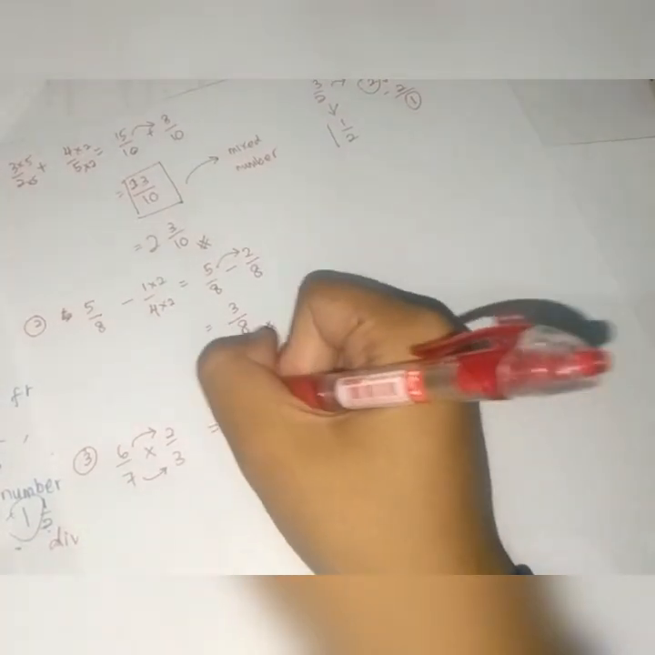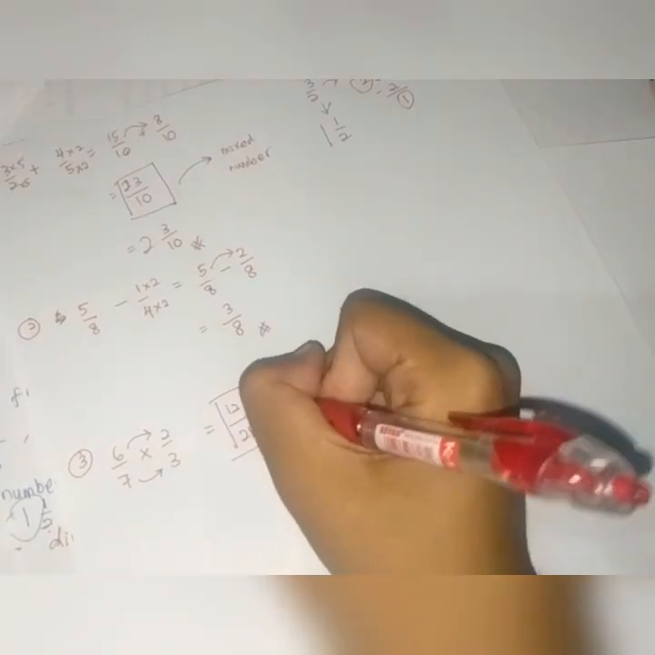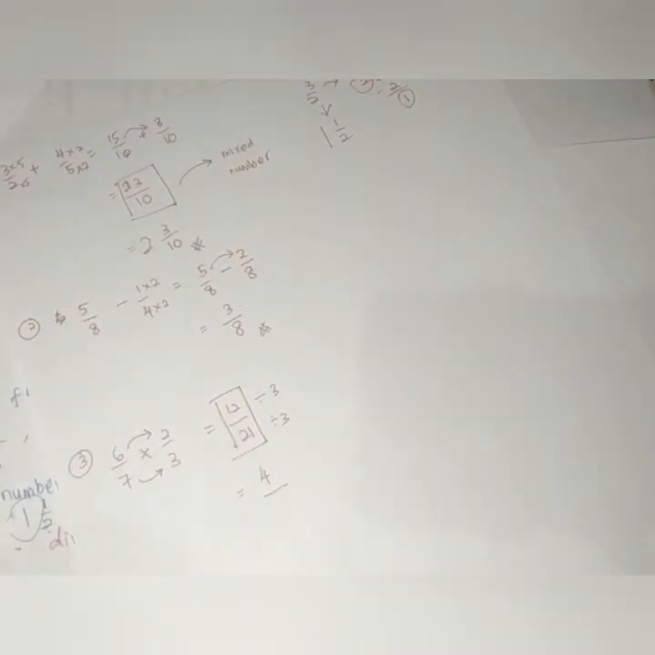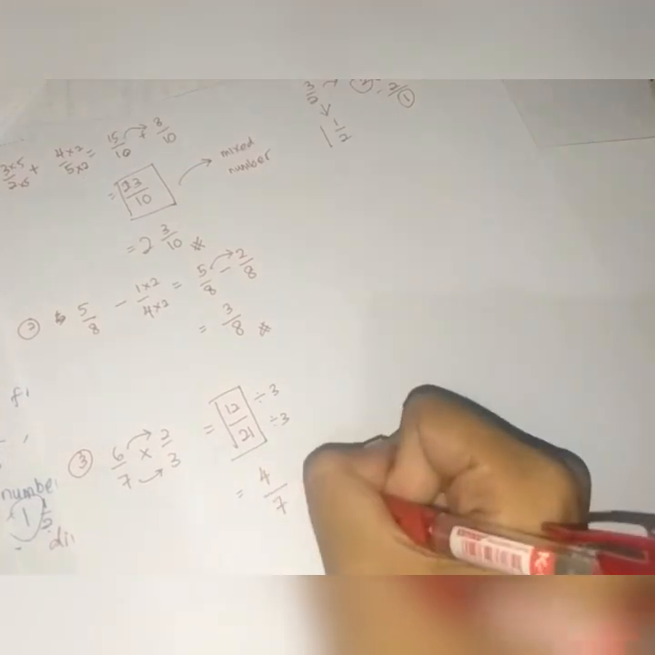But 12 over 21 is not in its simplest form. That's why we must divide both with 3. So 12 divided by 3 is 4. 21 divided by 3 is 7. So 4 over 7 is the simplest form of the fraction for this question.